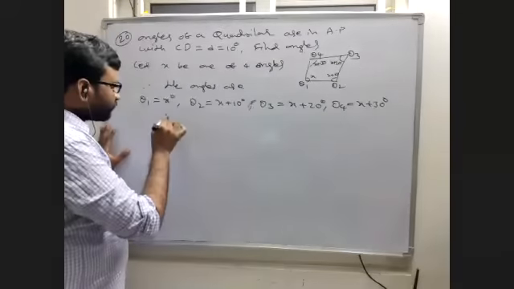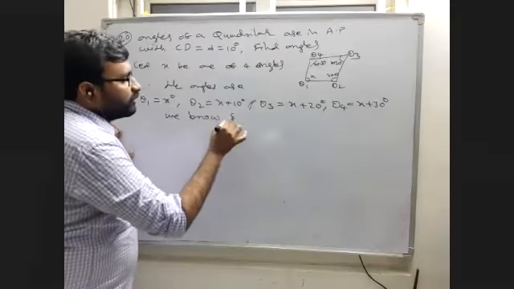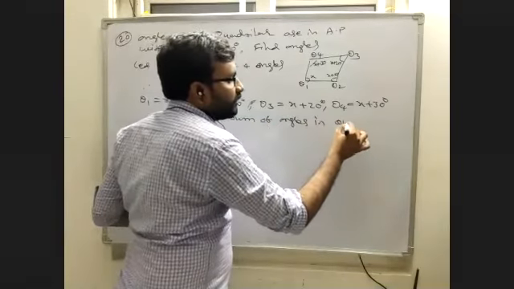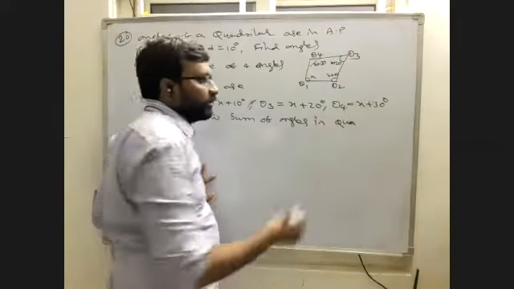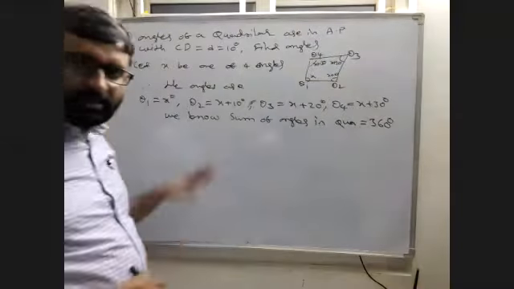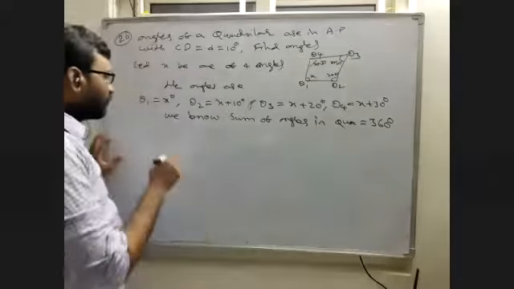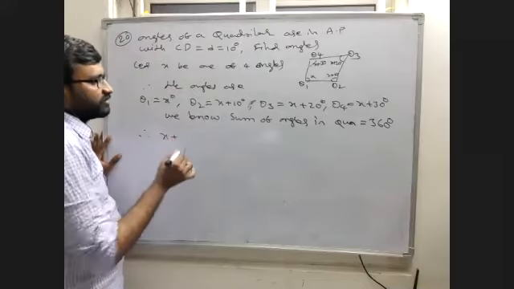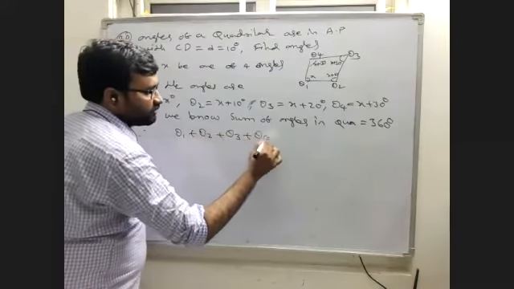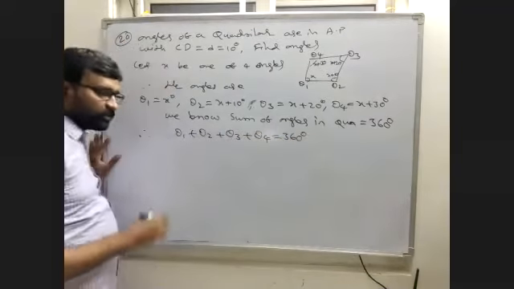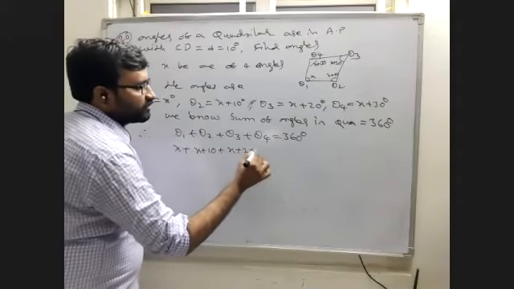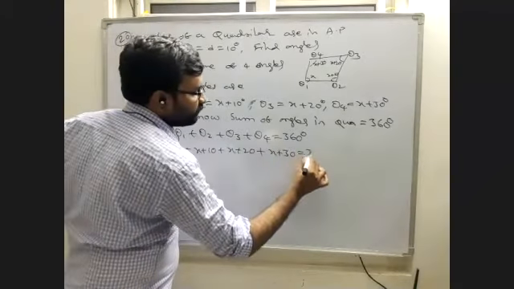But we know the sum of angles in a quadrilateral is equal to 360 degrees. We know the sum of angles in a quadrilateral is 360 degrees, in a triangle 180 degrees. So we can write theta 1 plus theta 2 plus theta 3 plus theta 4 is equal to 360 degrees. What is theta 1? x. What is theta 2? x plus 10. What is theta 3? x plus 20 degrees. Theta 4, x plus 30 degrees, is equal to 360 degrees.